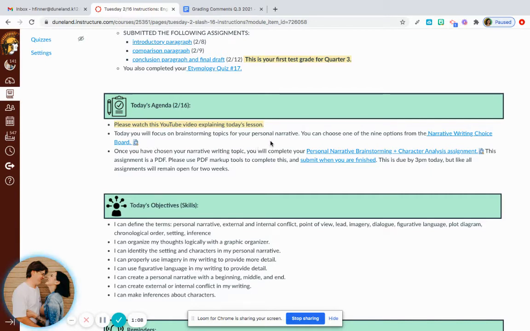If you remember, a few weeks ago I showed you my personal narrative that I wrote about the time that I went skydiving, and you're going to choose one of the 9 options from this narrative choice board to write about. Once you've chosen a topic that you're going to write about this week for your narrative, you're going to complete this brainstorming and character analysis assignment, okay? So let's check out the options.